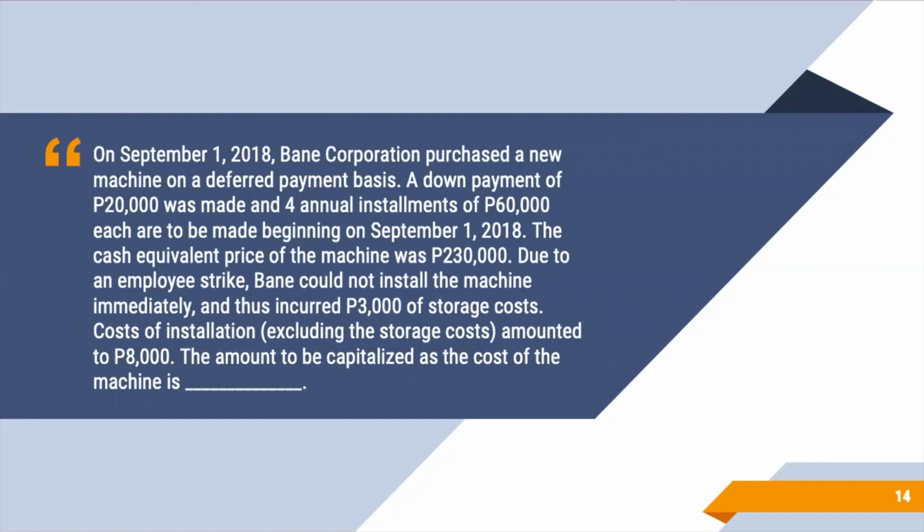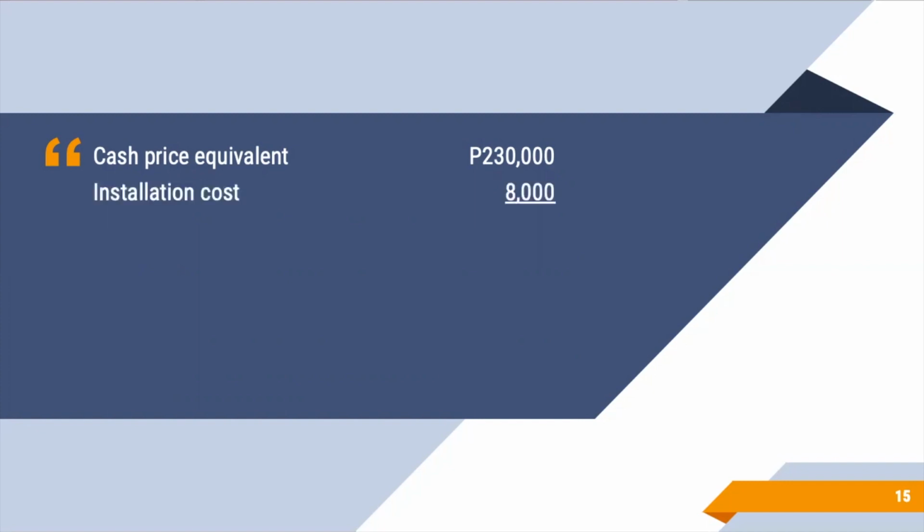Question: the amount to be capitalized as the cost of the machine is? To solve it, this is how we compute for the initial cost of the item. First, the cash price equivalent is 230,000. If the cash price equivalent is not given, then we need to compute for the present value of the future payments. But since the cash price equivalent is given, we use that. Add the installation cost considered as directly attributable cost of 8,000. So the initial cost is 238,000.